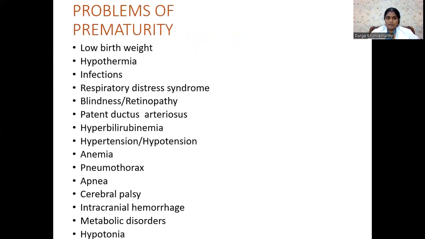So what are the problems because of prematurity? The birth weight of the baby is less, hypothermia, infections, respiratory distress syndrome, blindness and retinopathy, patent ductus arteriosus, hyperbilirubinemia, hypertension and hypotension of the baby, anemia, pneumothorax, apnea, cerebral palsy, intracranial hemorrhage, metabolic disorders, and hypotonia.